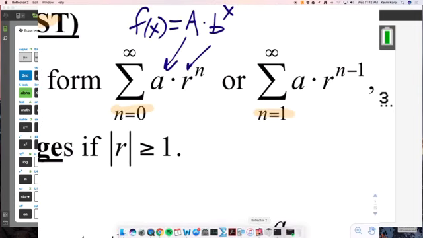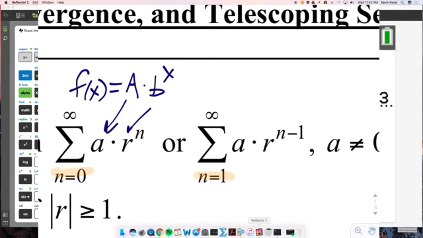If, and this is cool too, in an exponential function, if we had f of x equals like negative 3 to the x power, is that a function? Can we have a negative base for exponential functions?